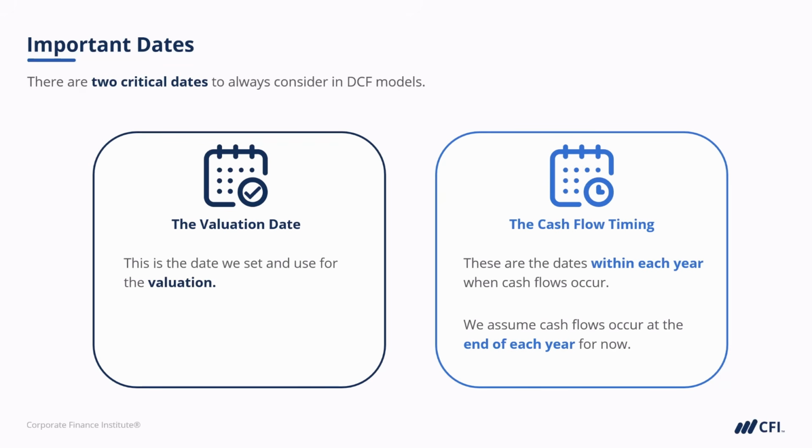This is a date that we set, and we use it for the valuation. So when we refer to a present value, that present value is as of this date. So effectively, all cash flow quantities are going to be adjusted or discounted back to this date.